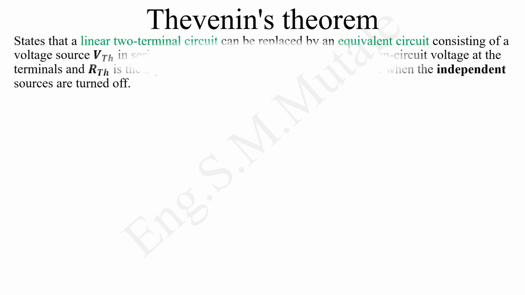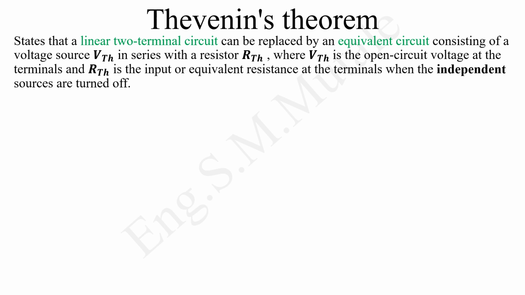So, by definition, Thevenin's theorem states that a linear two-terminal circuit can be replaced by an equivalent circuit which consists of a voltage source, which we are calling Thevenin's voltage, as well as a resistor RTH, which is the Thevenin's resistor.